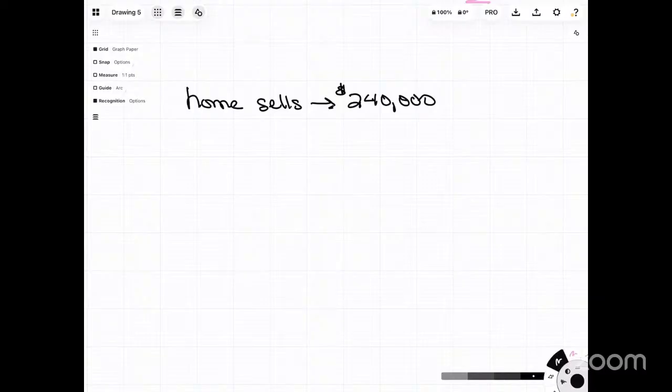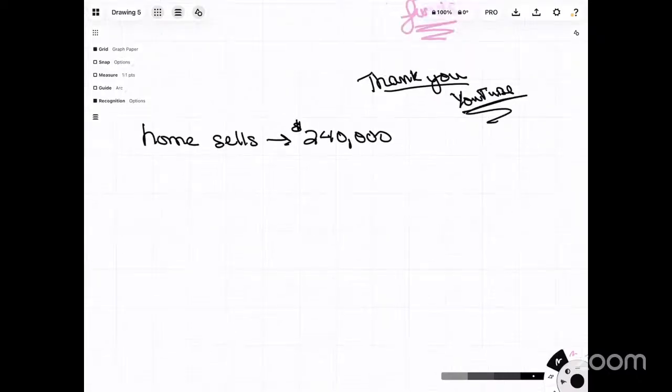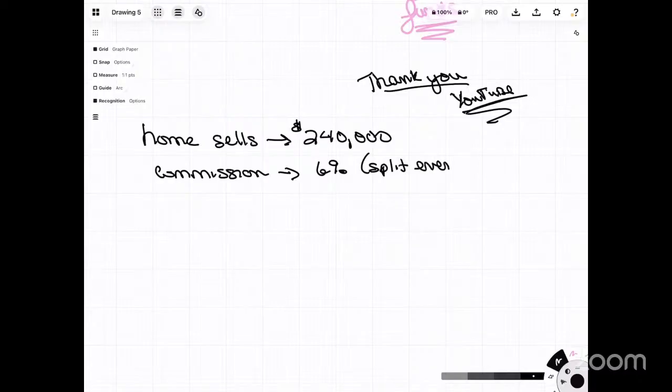A home sells for, I'm typing it right now, 70% of their brokerages. Sorry, I'm like a hunt-and-pecker here. You can just tell it to me. Okay, so I put it in there. A home sells for $240,000. The commission is 6%, split evenly between two brokerages. The salesperson receives 70% of their brokerage's portion. How much does the salesperson receive?